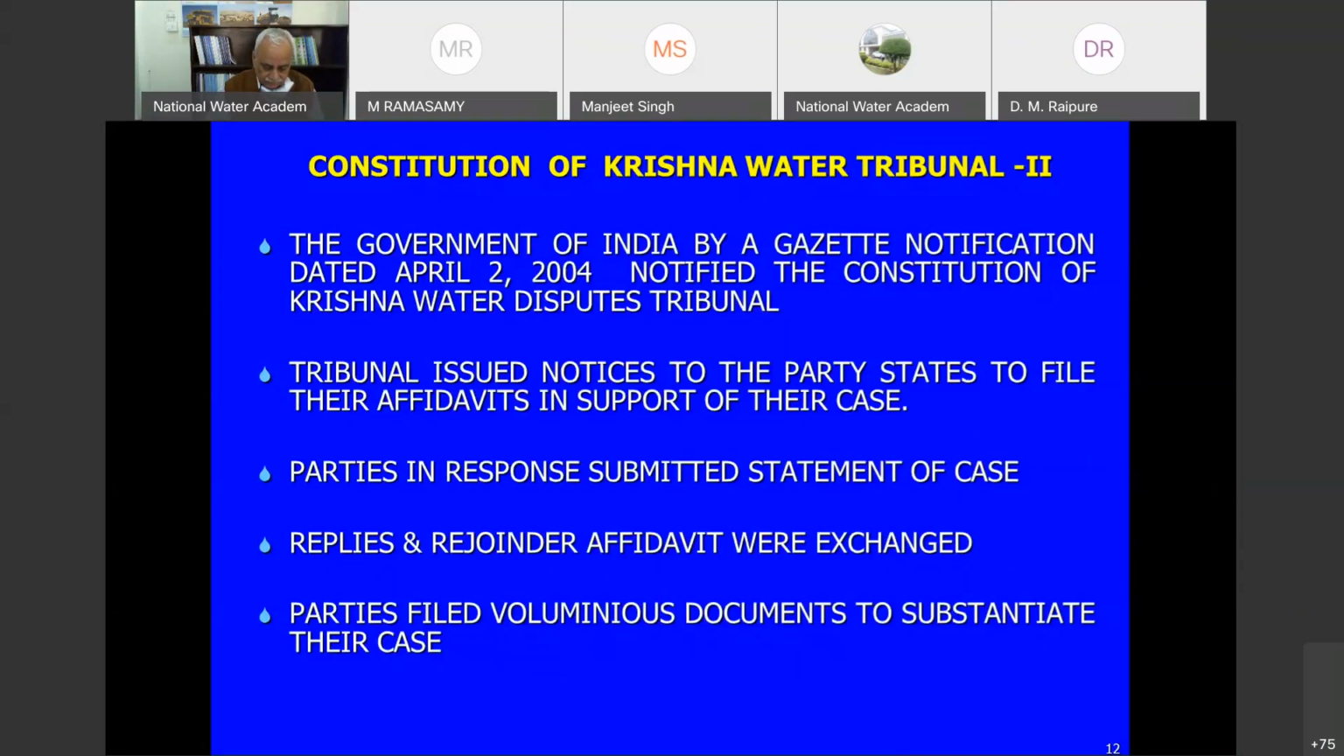Further, the central government has also amended section 5 by introducing sub-clause 3, under which the report is to be submitted in 1 year, with an extension if it could not be done. In section 6, they have introduced one more amendment stating that the decision of the tribunal, after its publication in the official gazette by the central government under section 6, shall have the same force as an order or decree of the Supreme Court.